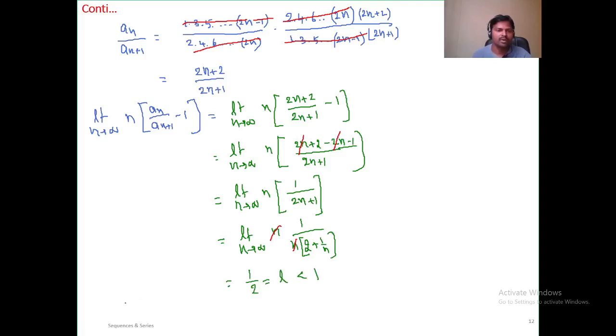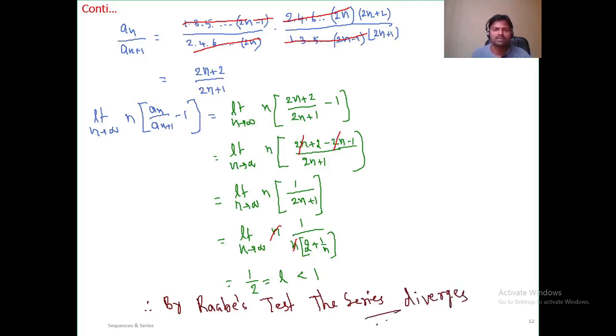Therefore, by Raabe's test, the series diverges. That's it. Because it is less than 1. If it is more than 1, then it converges. So therefore, the given series diverges. Simply, you need to compute this one. That's it, nothing else. Okay, next one.